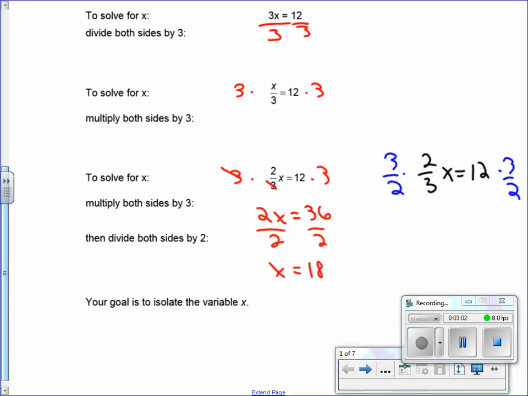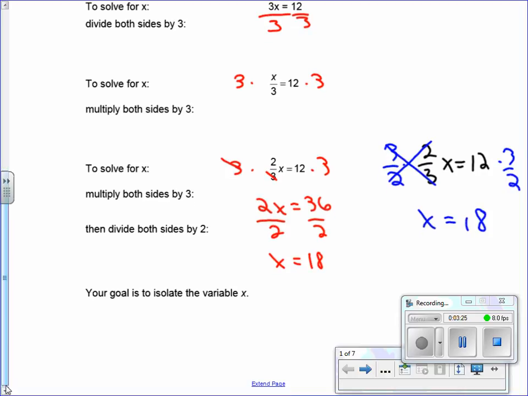Grab your calculator. These cancel over here. And then say 12 times 3/2. And you should get the same answer. 18. And those are both appropriate. These are the 4 things that we do to solve. That's it. Add, subtract, multiply, divide. So far, that's all that we've done. We're going to learn a couple more later, but that's it for right now.